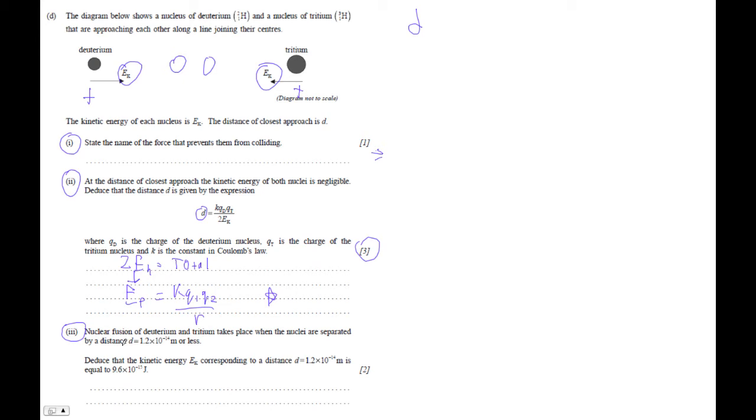Nuclear fusion of deuterium and tritium takes place when the nuclei are separated by a distance of 1.2 times 10 to the minus 14th meters or less. Deduce that the kinetic energy EK corresponding to a distance D is 9.6 times 10 to the minus 15th joules. You suppose they're just asking you to plug numbers into that? Do you think that's all it is?